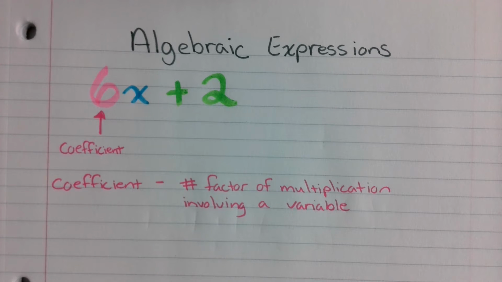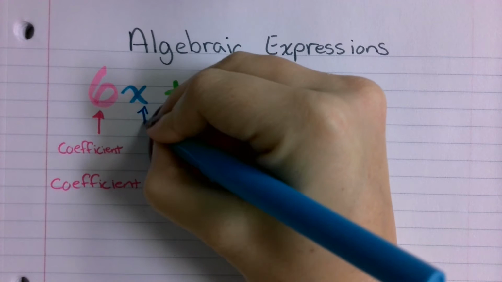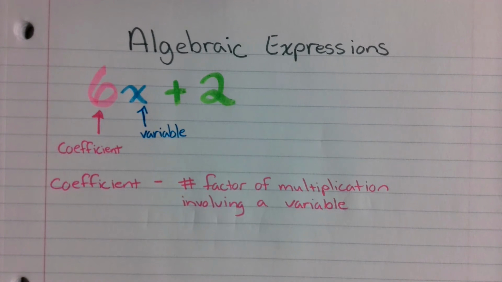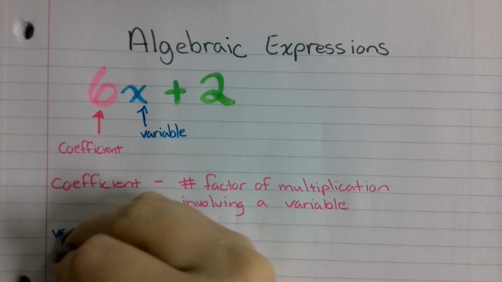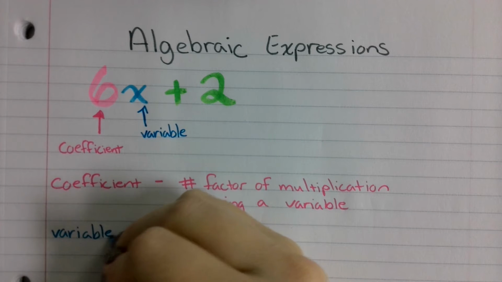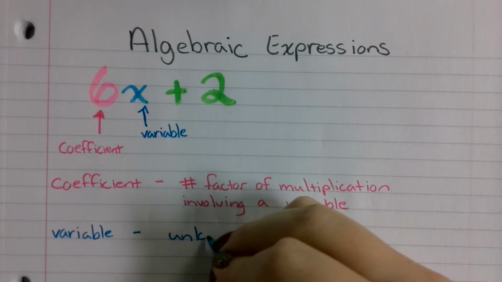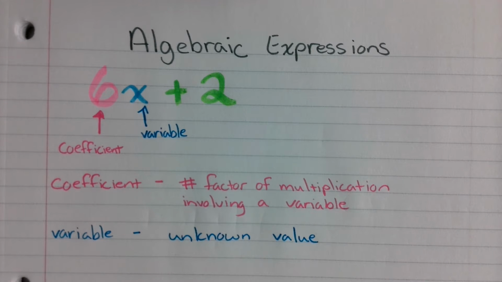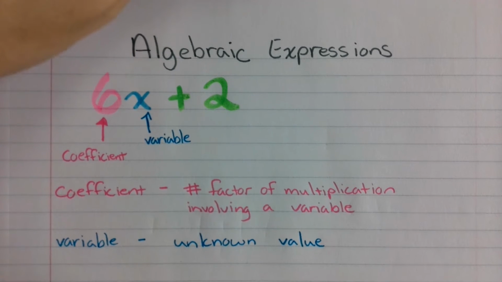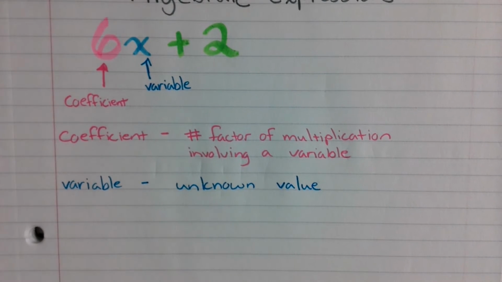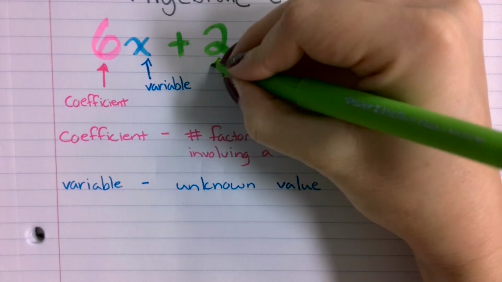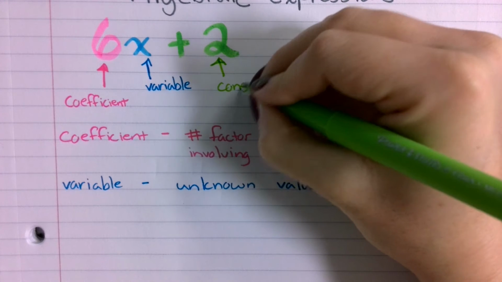That letter is called your variable. The variable is an unknown value. Then we've got this plus 2. This plus 2 is called a constant.